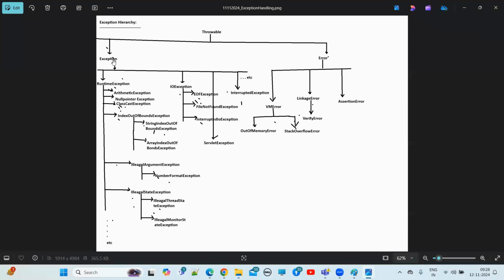Under checked exception, we have two more categories. One is partially checked exception, one is fully checked exception. Understand? So here we are not talking about any unchecked exceptions.